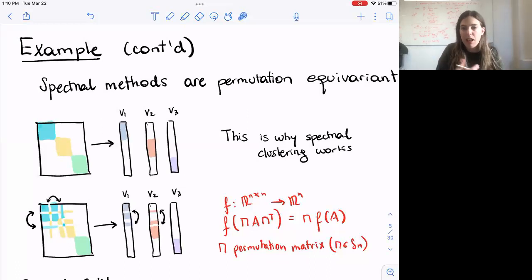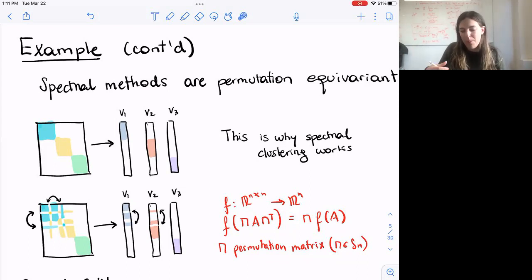And this suggests a different way to define a graph neural network. So instead of doing message passing, one can do some form of generalization of spectral methods and obtain the same kind of result that we want. Say your graph neural network learns an embedding for every node in R^D, and you want that if you do a permutation on the labels of the nodes, then the embedding that you learn is permuted accordingly. So spectral clustering also has that property.